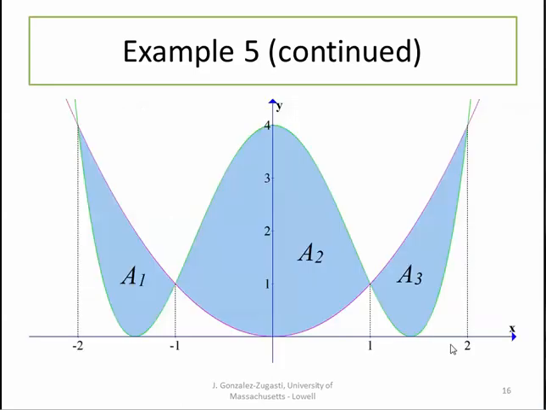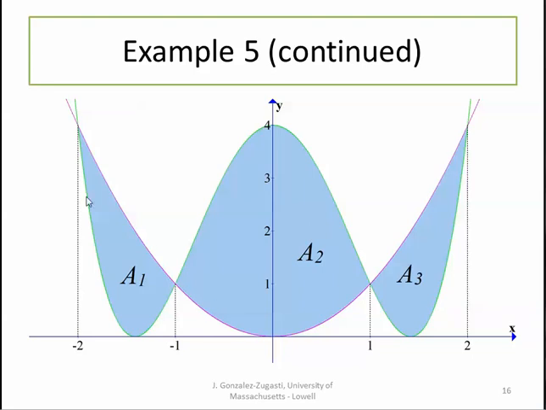Here's what our curves are going to look like. This is the fourth degree polynomial here. It looks like this green curve is a W. And then the other one, y equals x squared, is this parabola here. And we said they crossed at -2, -1, 1, and 2. So when we do this, it creates three regions that we need to find the area of. There's this one here, this one here, and this one over here. So we're going to need to calculate three different integrals.